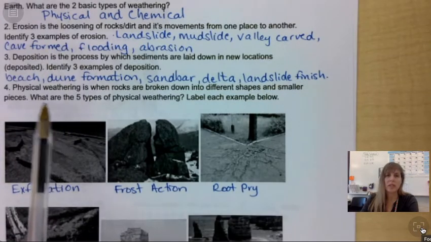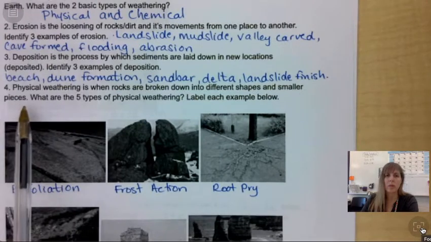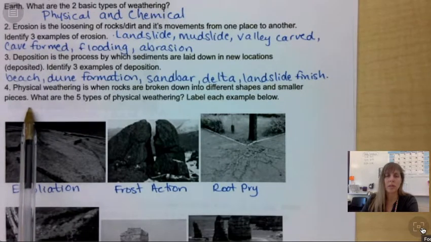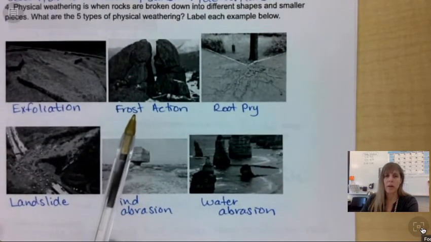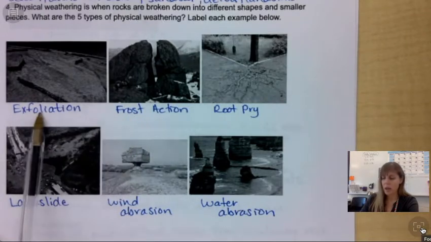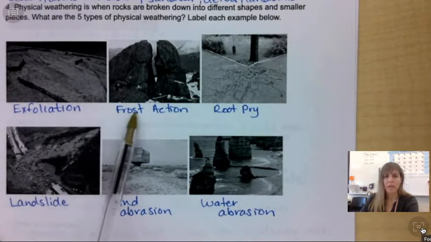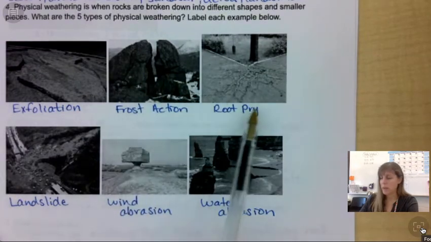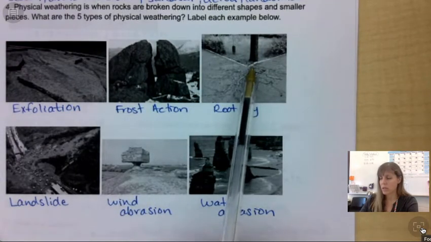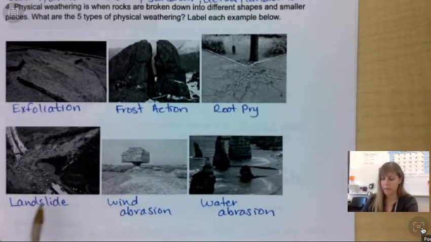Number four says physical weathering is when rocks are broken down into different shapes and smaller pieces. What are the five types of physical weathering, and label each example below? So let me scoot this up. Exfoliation, frost action, see how the rock is cracked here. Root pry, see this tree is growing here and cracked this rock.